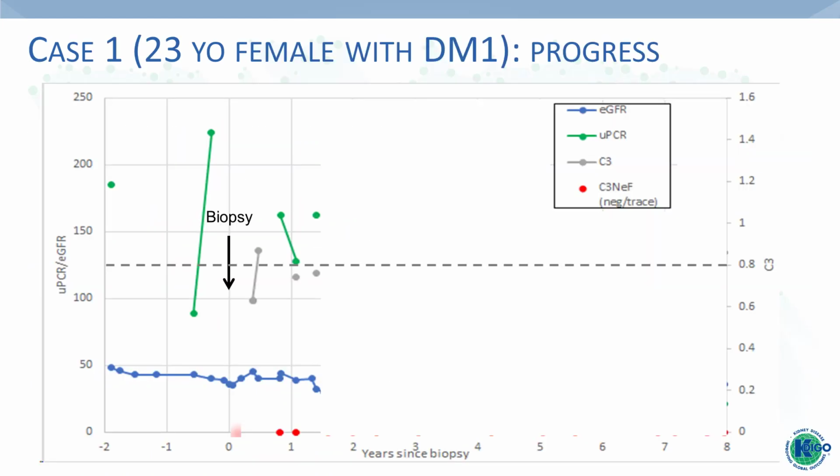So this is a rather busy slide, but the green is the urine protein creatinine ratio, the grey is the serum C3 with the lower limit of the normal range in the dotted line, and the blue is the eGFR. The red dots represent the C3 nephritic factor assays, which initially at least were all negative.